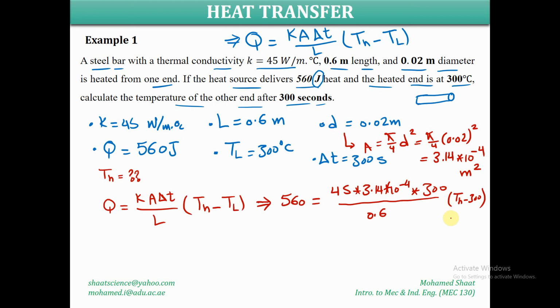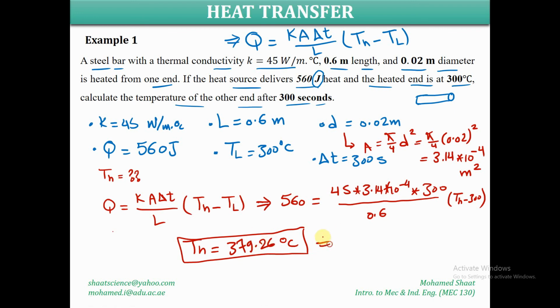As you can see in this equation, we have only one unknown that can be solved for, the high temperature. If you solve, you're going to end up with the temperature at the other end of the bar after 300 seconds. If you leave it for a long time, this temperature is definitely going to increase. If we do the multiplication, we end up with 379.26. So this is going to be the new temperature at the other end.